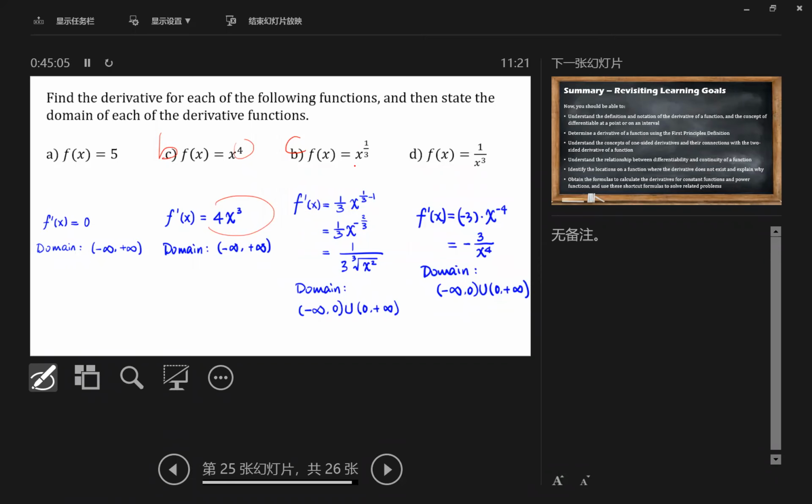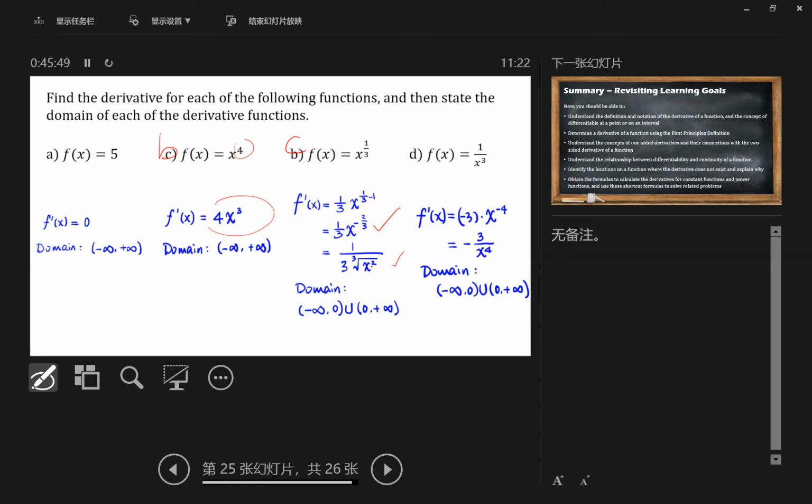Next, f(x) equals x to the power of 1/3. Also, this is a power function, right? For a power function, the derivative is 1/3 times x to the power of 1/3 minus 1. Reduce the power number by 1. Then it becomes 1/3 times x to the power of -2/3. This is acceptable. You can stop here. Also, you can convert that to a ratio form, which is 1/3 times x squared, then find its cubic root. This is also acceptable. You understand? You can choose either way.